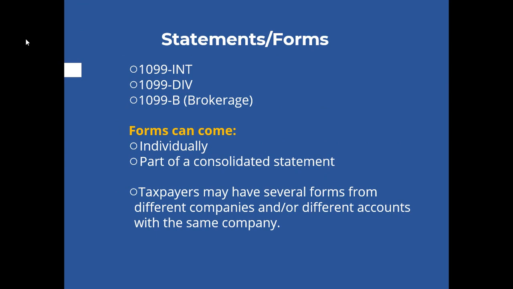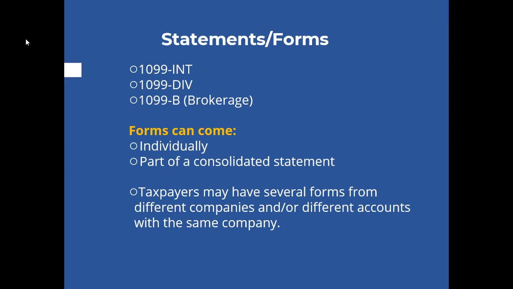The different types of statements and tax forms that you might see are 1099-INT, which stands for interest, 1099-DIV, which is for dividends, and 1099-B, which is for brokerage, that's your stocks.